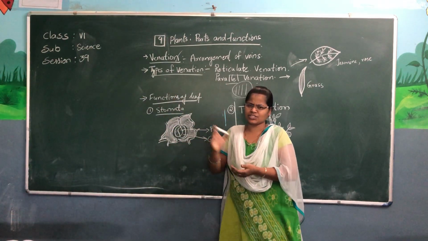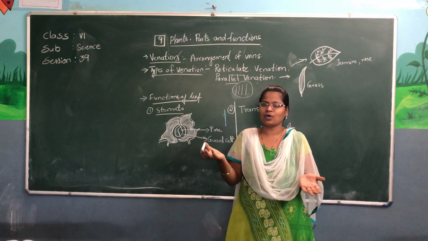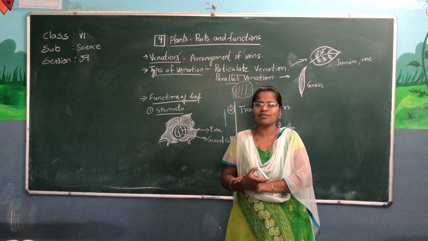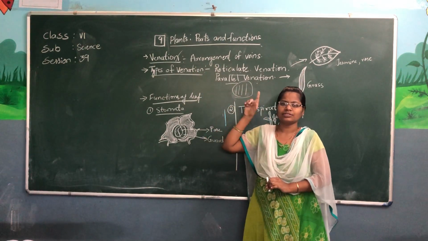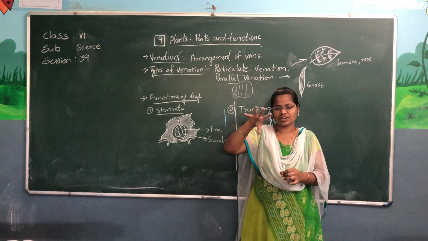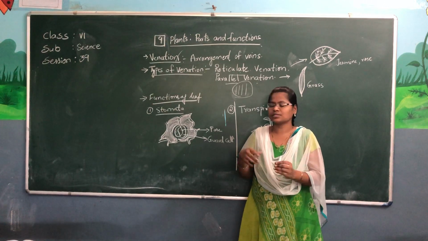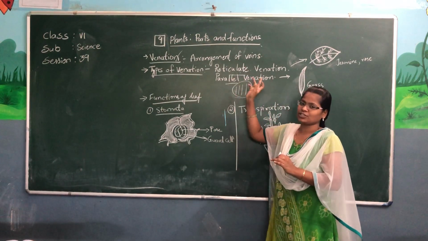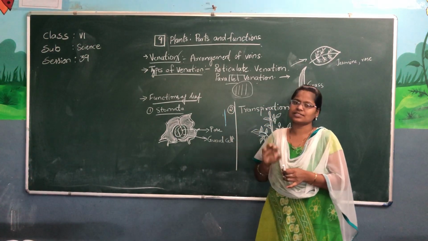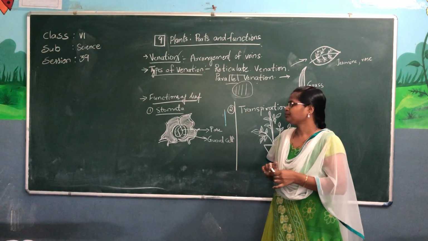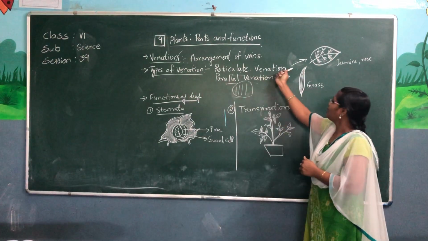Why is venation helpful for the leaf? If there are no veins, the leaf will fall like this. It should have support. This venation helps the leaf by giving support and structure, like a skeleton. A skeleton gives us shape and support. In the same way, veins act as support and give structure to the leaf. Now we have understood venation, its types and examples.